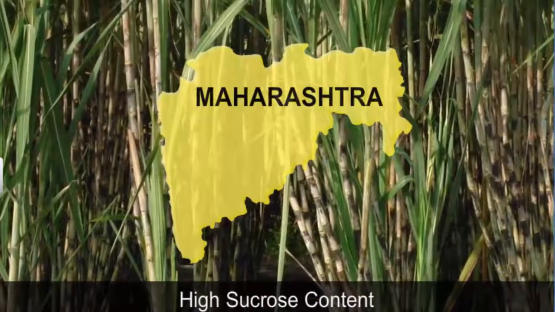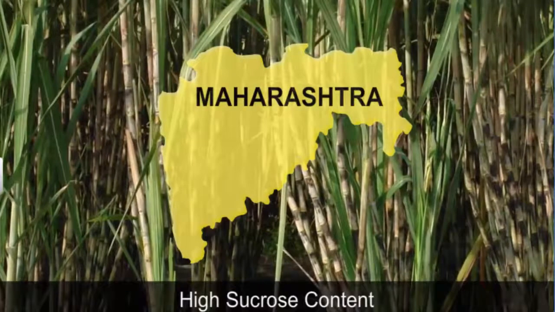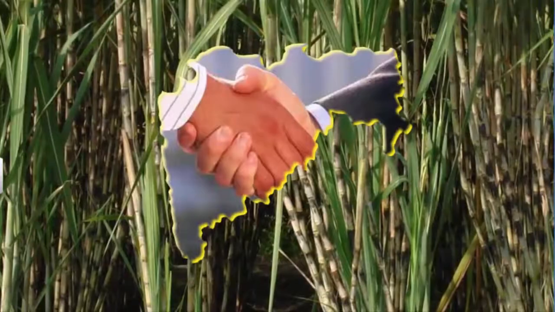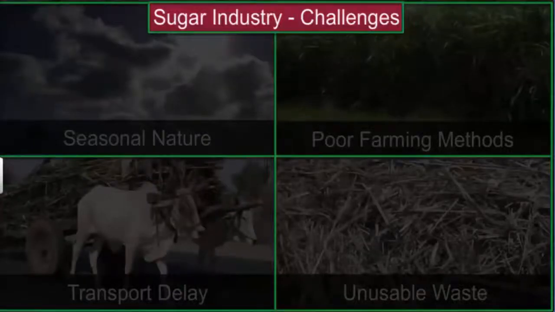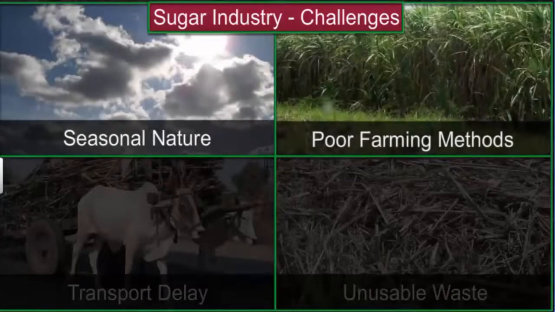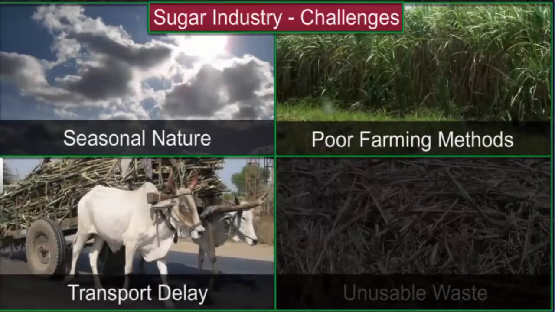The main challenges faced by the sugar industry are its seasonal nature, primitive, inefficient methods of farming, delays in transporting sugarcane to sugar mills, and the need to find use for the large amount of waste called bagasse generated during the crushing of sugarcane.